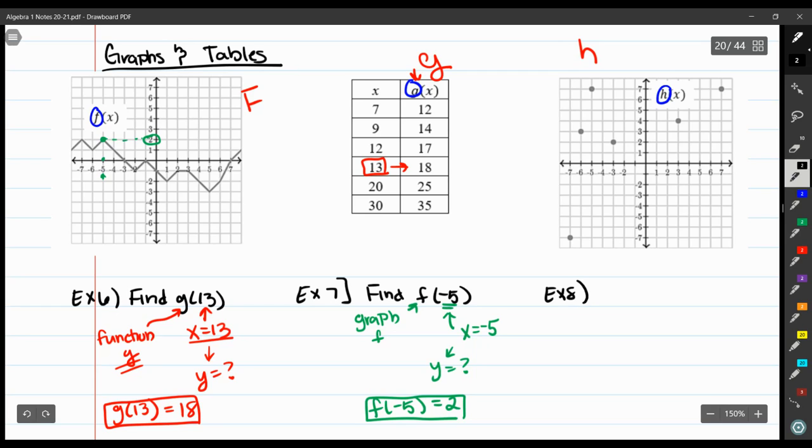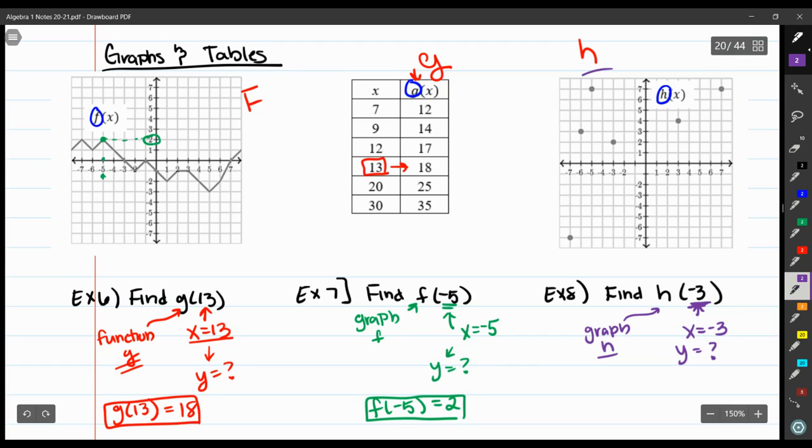So let's do example 8. So for example 8, find h of negative 3. So again, the name is we're using graph h. Then the negative 3 is on the inside of the parentheses, so that means they're giving me x and they're asking me what is the y value. Well, here's the h, find where it's negative 3, so here's the x value of negative 3, but this is where the actual function is.